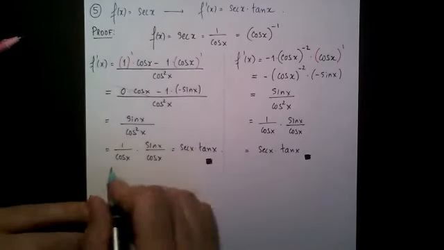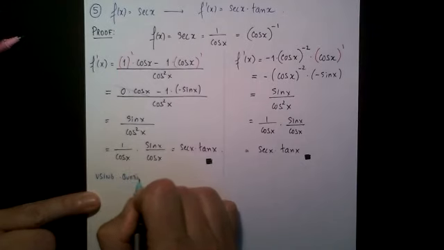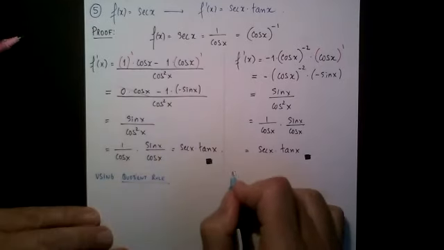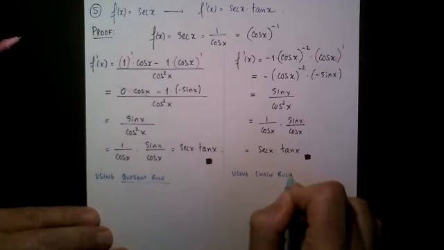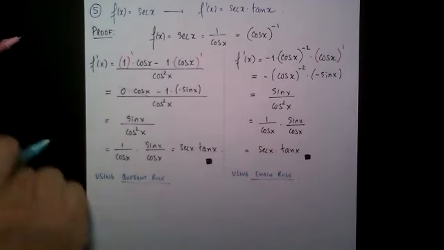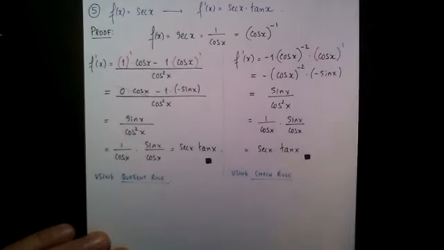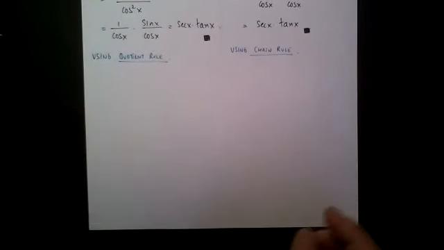Okay, so this was using quotient rule. And this was using chain rule. Okay, let's do the last one. Okay, number 6.